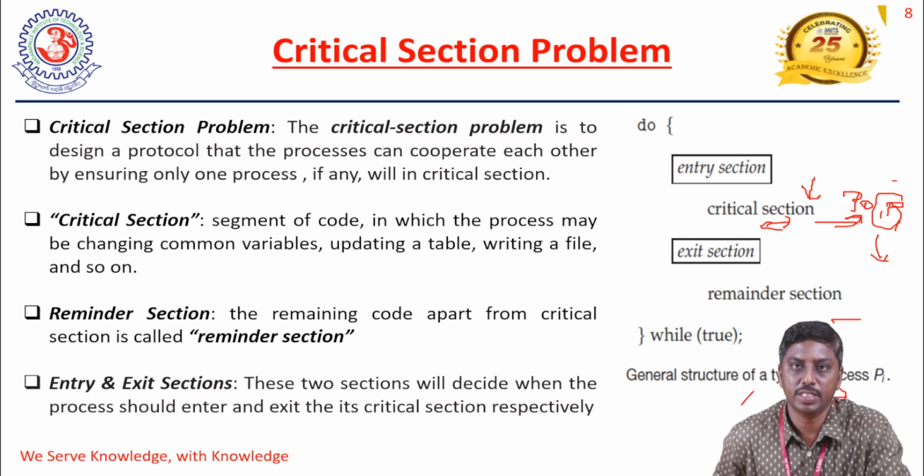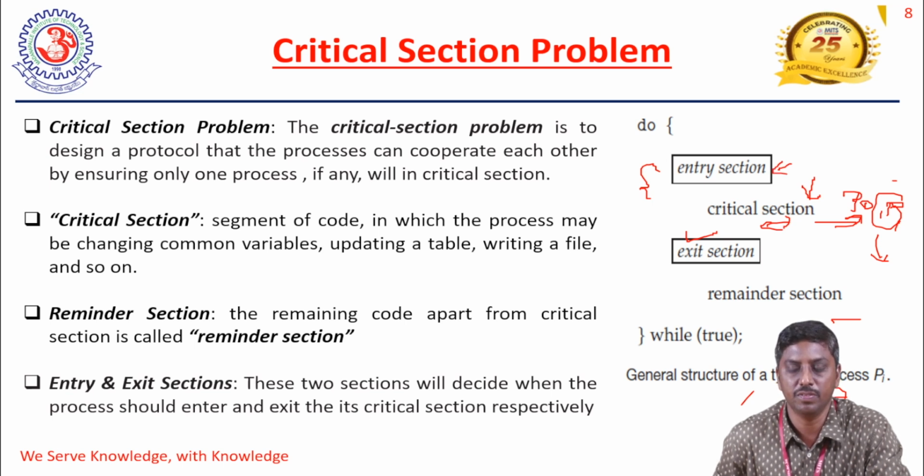So how do I ensure this? I'll create two more sections, called the entry section and the exit section, for all the processes. Wherever there is a critical section, when a process P0 or P1 and so on wants to enter it, I'll have an entry section before entering the critical section. What will this entry section do?